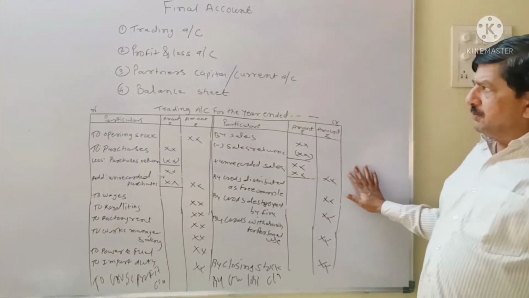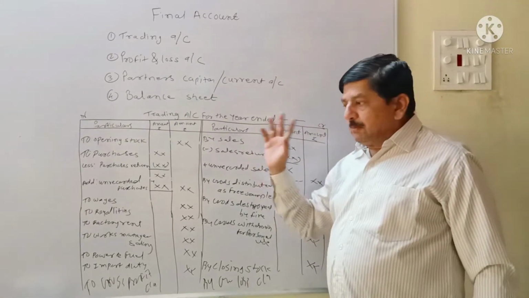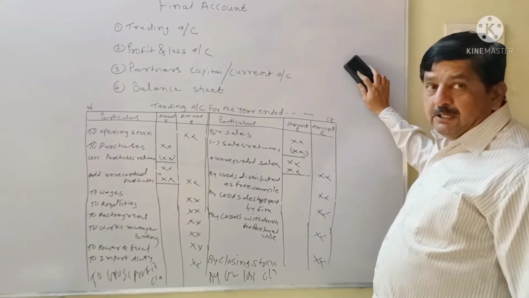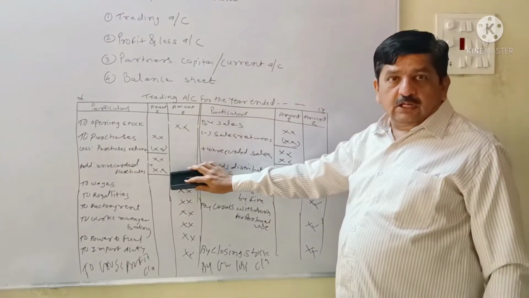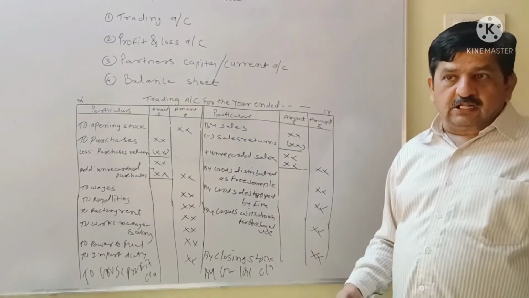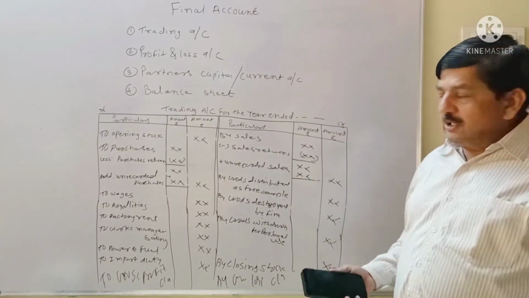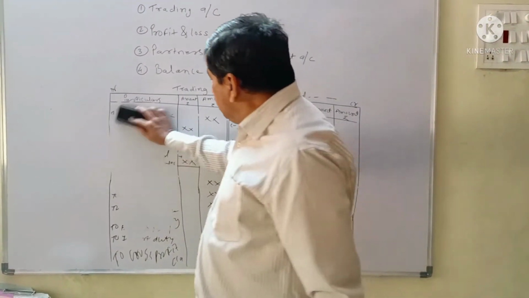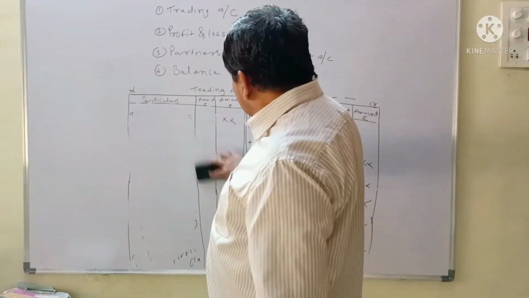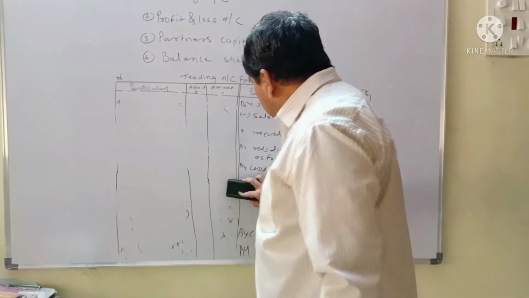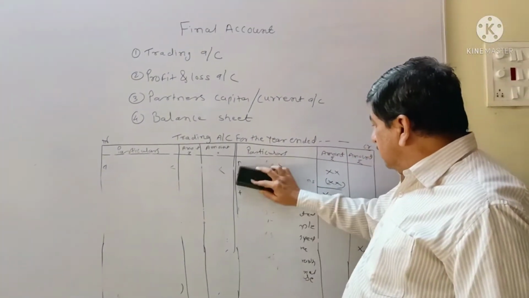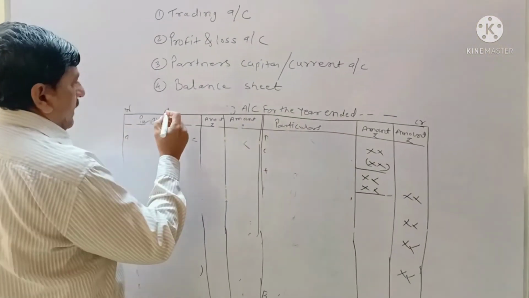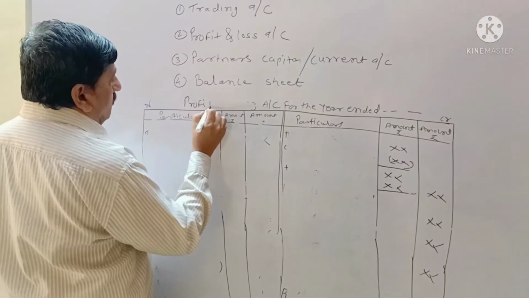After preparation of the trading account, we have to prepare the profit and loss account. There are two types of expenses, direct and indirect. Direct expenses are taken to the trading account, and for running the business other expenses are incurred. These are known as indirect expenses. They are taken to the profit and loss account debit side. All expenses are taken on the debit side. All income and gain are always shown on the credit side. Instead of trading, we now prepare the profit and loss account.